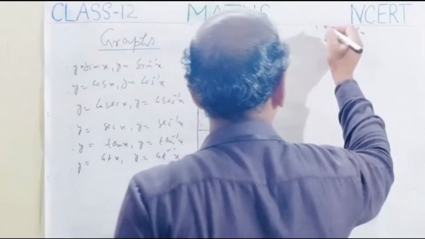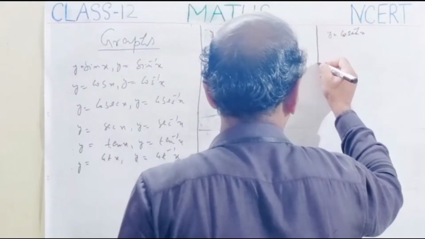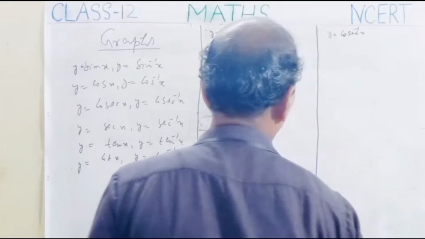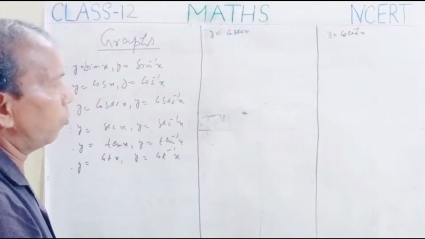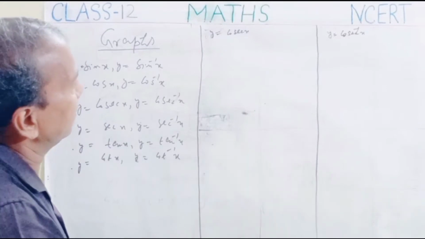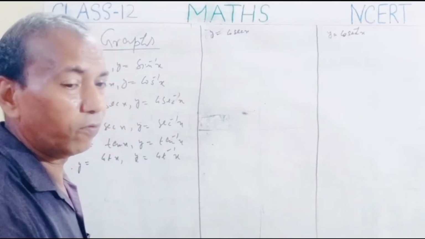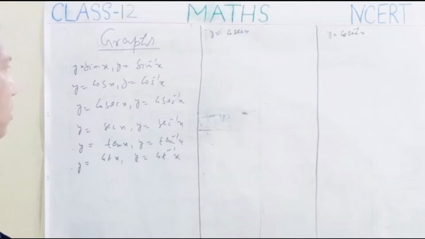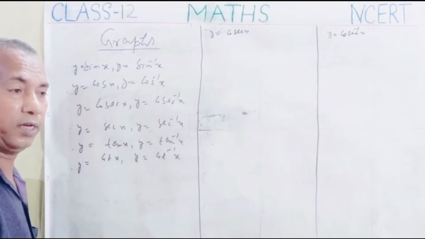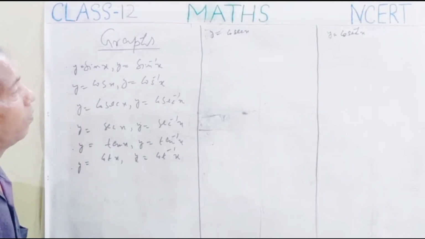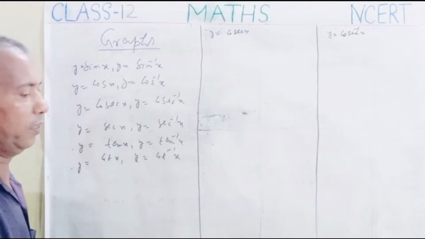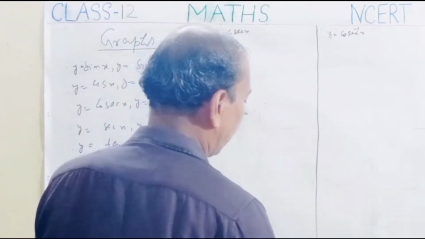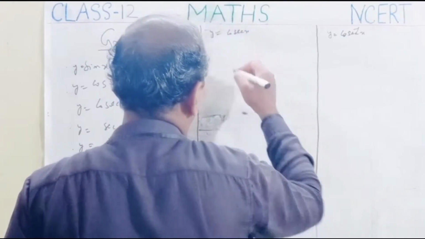So as I told you, for drawing the graph, one thing is very important, and that is what? You must know where the values are 0, where the values are 1, and where the values are minus 1. If the value is not defined, it means that point is at infinity. Okay, so first of all, I want to draw the graph of y is equal to cosec x.